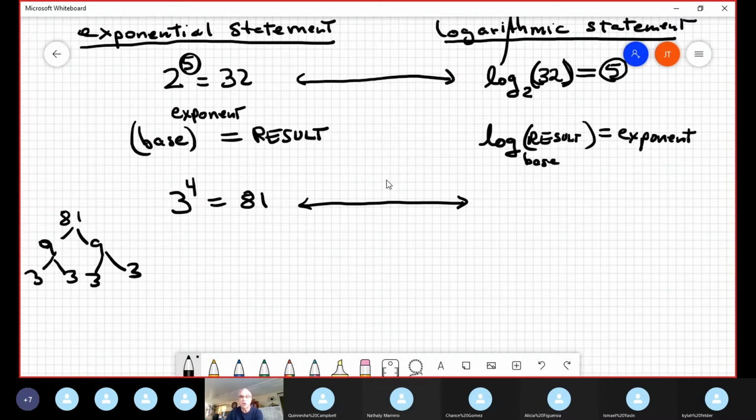But I want to change to the logarithmic statement, and you put the word log. What is the base in this case? 3. You put a small 3 here. Then inside the parentheses, the argument of this new function that I am going to study today, the logarithm, is 81. And the logarithm always gives me the exponent that I need to raise the base to in order to get 81. It's obvious that the answer is 4, the exponent.